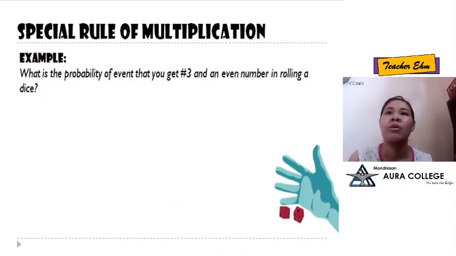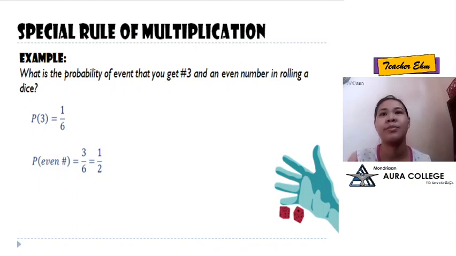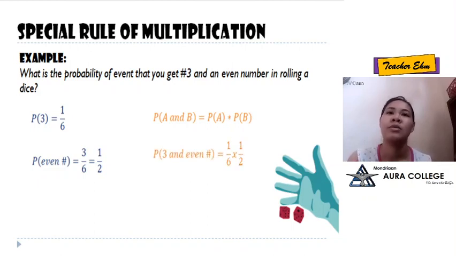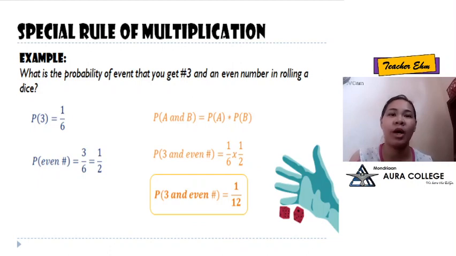Example: what is the probability that you get number 3 and an even number in rolling a die? Probability of getting 3 is equal to 1 over 6. Probability of an even number is equal to 3 over 6 or 1/2. Then sabi sa formula, ipag-multiply lang natin yung dalawang event. So 1 over 6 times 1/2, the probability of getting 3 and an even number is equal to 1 over 12.